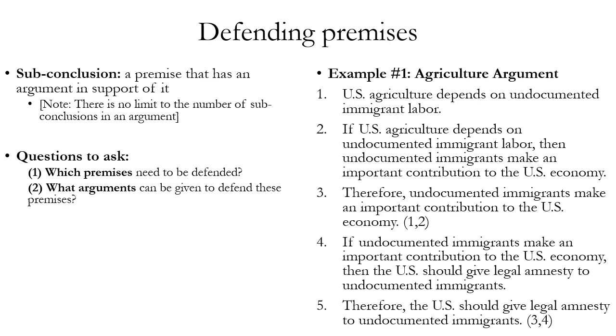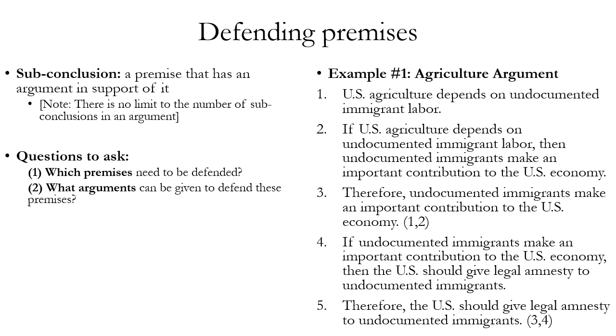Line 2, if U.S. agriculture depends on undocumented immigrant labor, then undocumented immigrants make an important contribution to the economy. That's also something that may require defense. It really depends on how important agriculture is to the economy as a whole. And even though it is one of the larger sectors, you may not know until you look at the data what percentage, for example, of total GDP, the total amount of value produced by the economy, is in agriculture. That would be a way of helping to address the question of how to defend line 2.